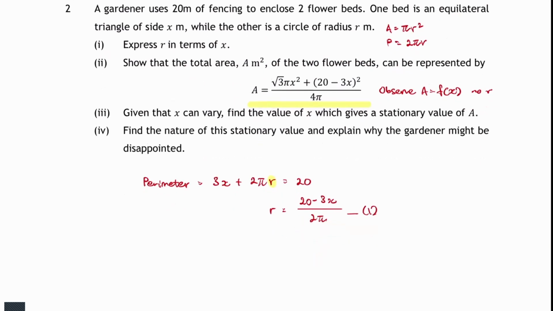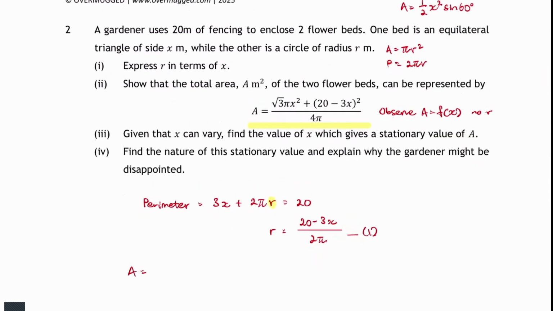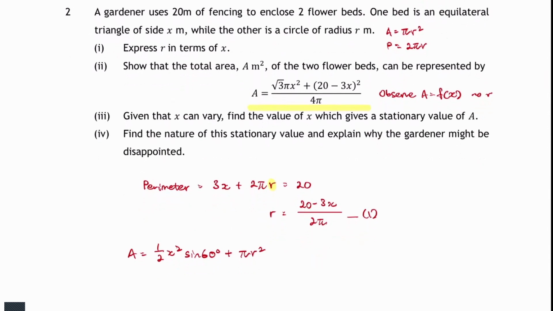Okay, can. So we talk about the area. The area is just a sum. So the two expressions just now: A is equal to half x squared sine 60, where 60 is the angle inside the equilateral triangle. Then we add the area of the circle, pi r squared. Okay, simplify some things. So elaborating on what I said just now, we want to use the r expression here to sub away the r inside the A expression to give me an A expression that is only a function of x.